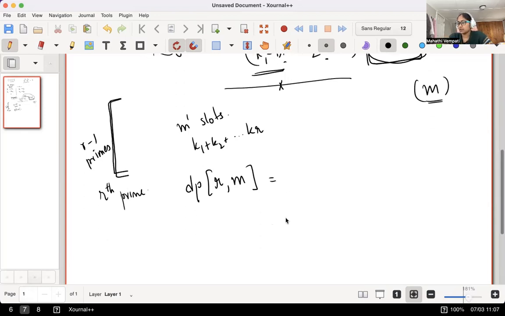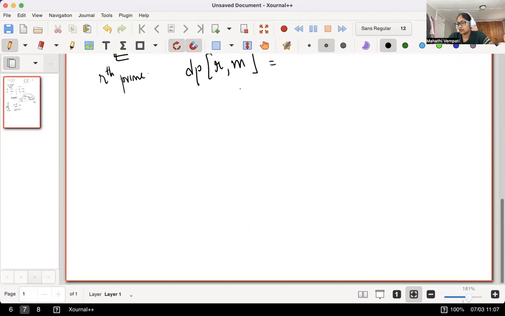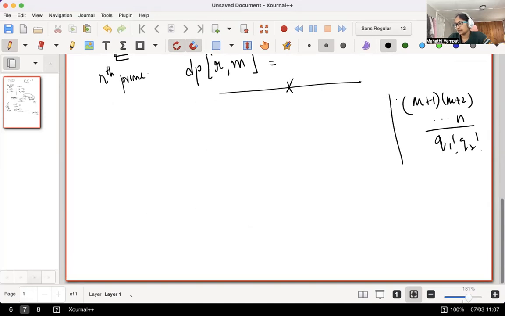Okay, maybe this part is complicating it. Let's just say that we're going to this part, m plus 1 into m plus 2 and so on up to n, by q1 factorial, q2 factorial. That part we'll multiply in the end with whatever we get. So now we are left with just how to arrange these primes. That's it. So we are left with m factorial by whatever.